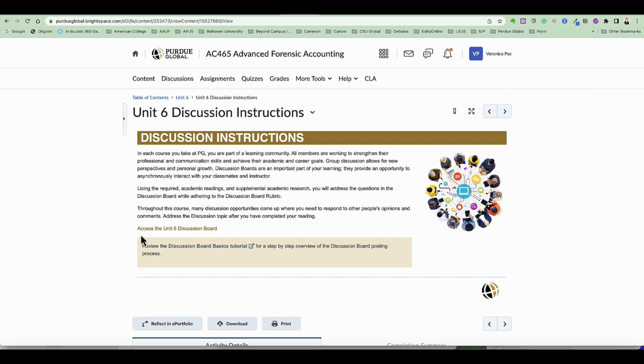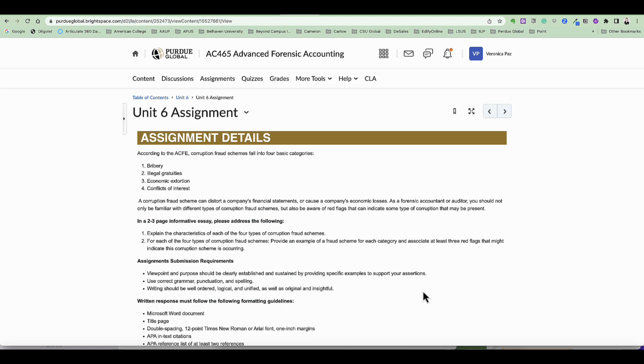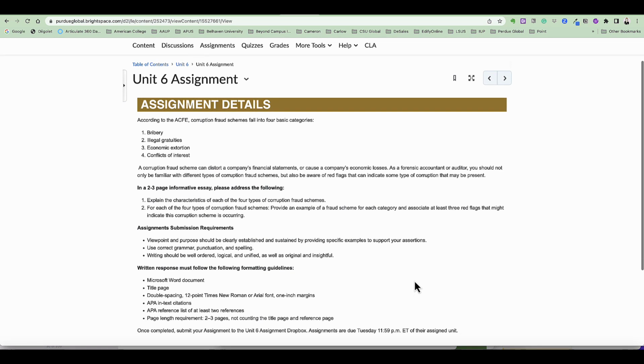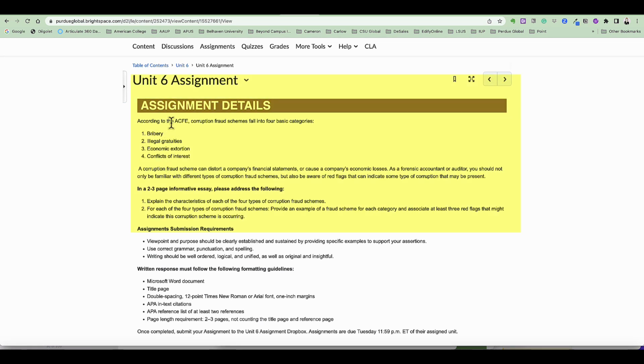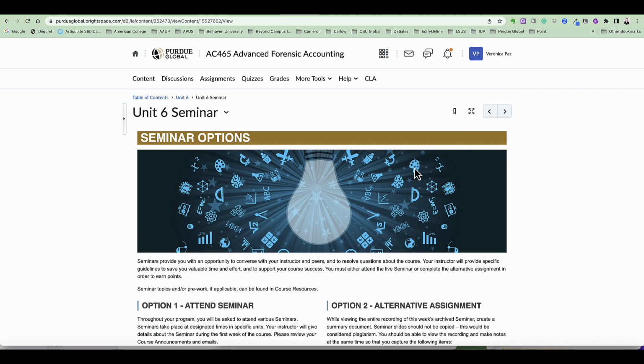Then we have our discussion for Unit 6, as we have been doing in most of our units. Then we also have our Unit 6 assignment, and you're going to be looking at the ACFE and their corruption fraud schemes that fall into these categories, such as bribery, illegal gratuities, economic extortion, and conflicts of interest. And then you're going to write an informative essay for your Unit 6 assignment. Then we have our seminar this week at our regularly scheduled date and time, so I hope to see you all there.